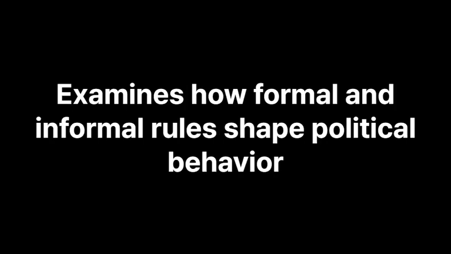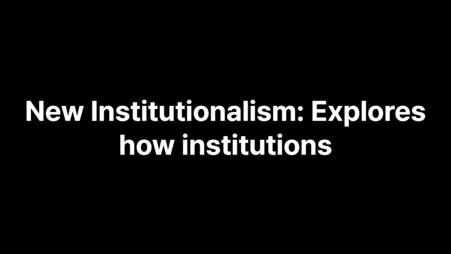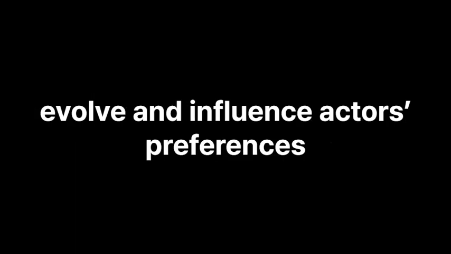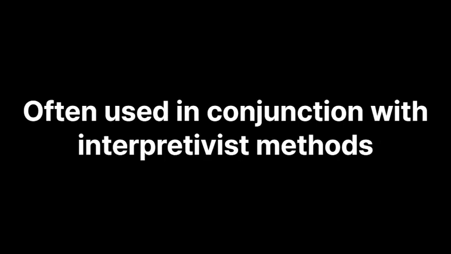7.3. Institutionalism examines how formal and informal rules shape political behavior. Variants include historical institutionalism, which emphasizes path dependency and critical junctures. New institutionalism explores how institutions evolve and influence actors' preferences. 7.4. Cultural approaches study how norms, identities, and symbols influence politics, often used in conjunction with interpretivist methods.